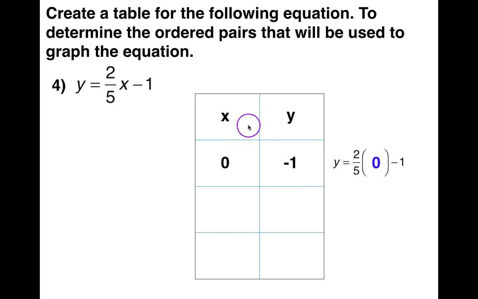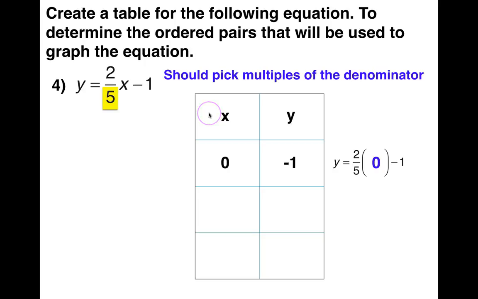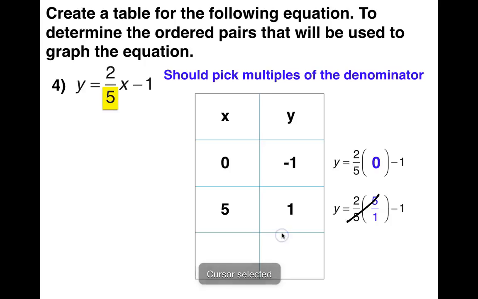Now, the next easiest number is not going to be a 1, because then we're going to end up with a fraction. So in a case when we have a fraction, we want to choose multiples of the denominator. It's going to allow you to get rid of the fractions and only have to work with whole numbers. So here I'm going to try out a 5 instead of a 1. We're just going to copy this equation and plug in a 5 for x. I'm going to purposely write it as 5 over 1. I'm going to see that the 5's cancel each other out. So 2 over 1 is just 2, and 2 minus 1 would give me 1.